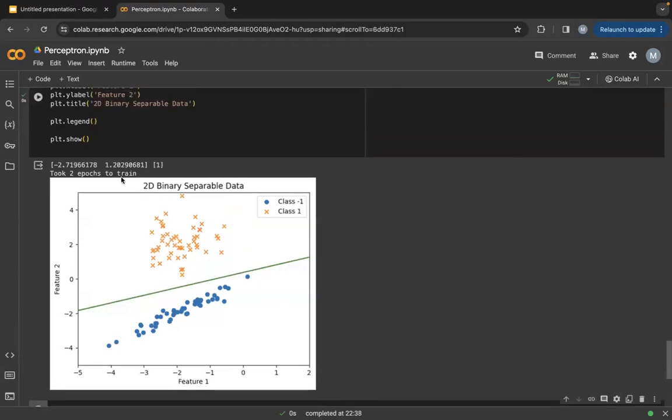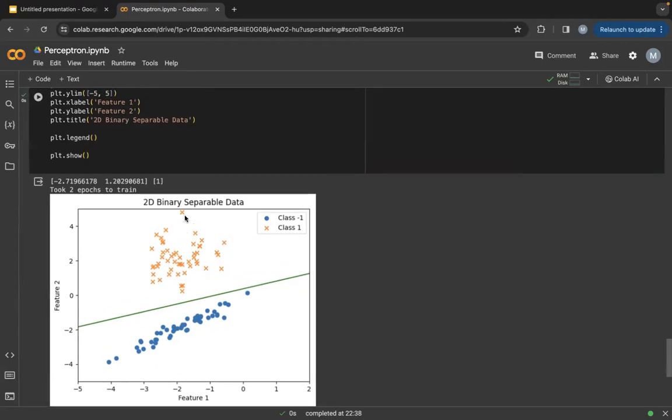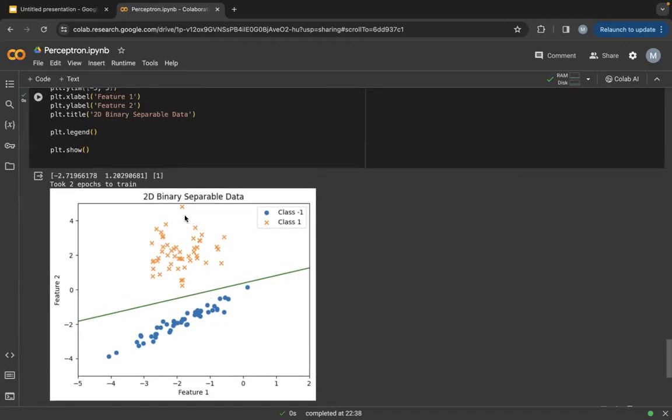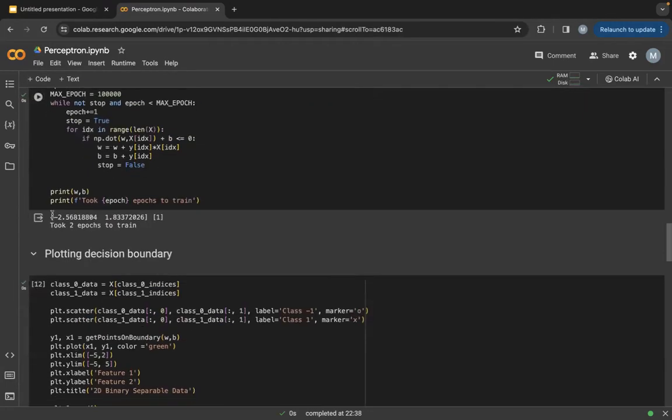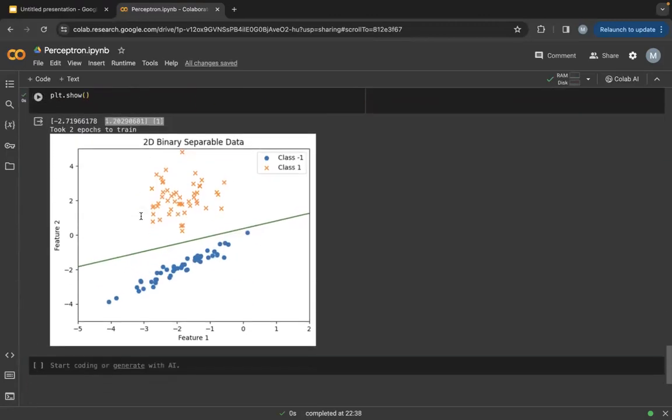Okay. So we saw again, this time we got a slightly different decision boundary, right? But even this decision boundary was able to segregate both the classes, if you'll see. So here it was like negative 2.71 and 1.2. And there it was negative 2.56 and 1.8, right? So we have multiple decision boundaries that were able to segregate this data. Okay. Now let's go back and see what we learned.